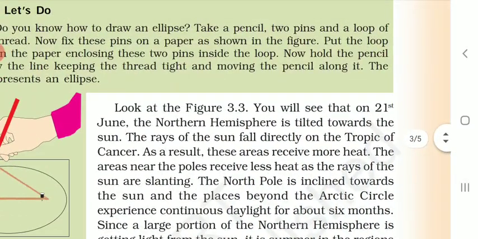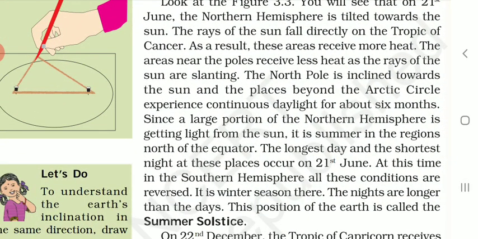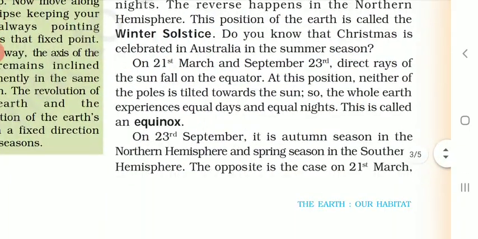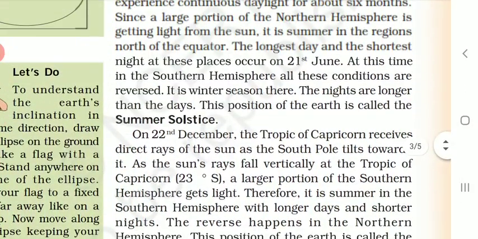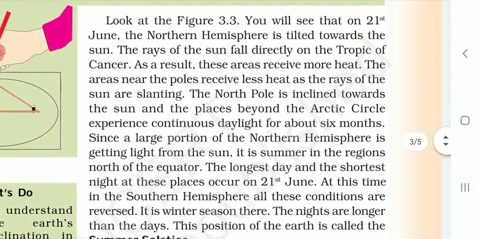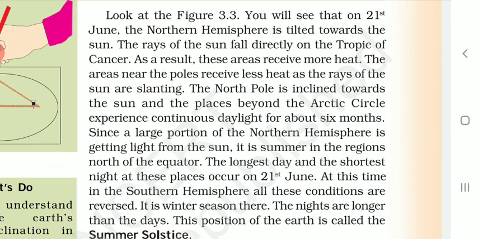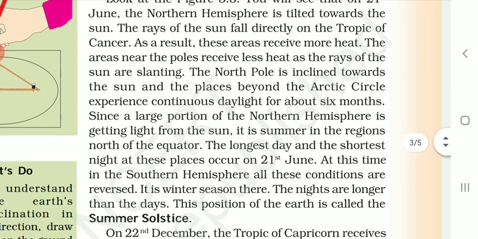Now we are going to see the next part of the chapter, of which we have already seen some parts in short. Now let us look at all these points once again. Look at figure 3.3. You will see that on 21st June, the northern hemisphere is tilted towards the sun. The rays of the sun fall directly on the Tropic of Cancer. As a result, these areas receive more heat. The areas near the poles receive less heat, as the rays of the sun are slanting.